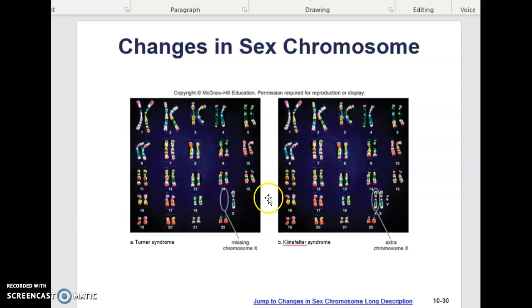This is a change in the sex chromosome. If you were to see this one right here on a test or something, you could tell that this is a monosomy. There's only one chromosome here instead of 2 for the sex chromosomes. Over here, these are the sex chromosomes, and there's 1, 2, 3. So that one is a trisomy. This one results in Turner syndrome, and this one results in Klinefelter syndrome.